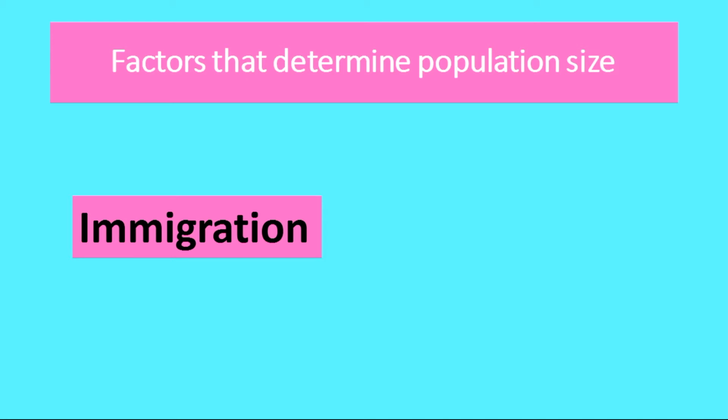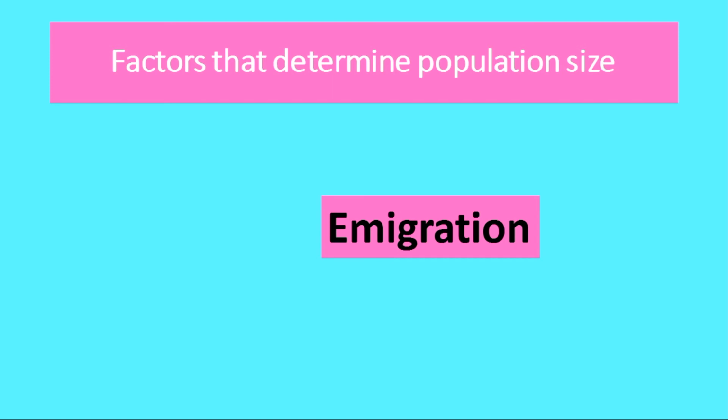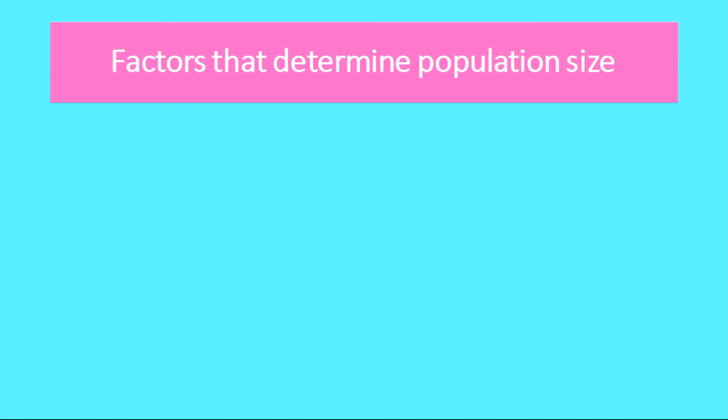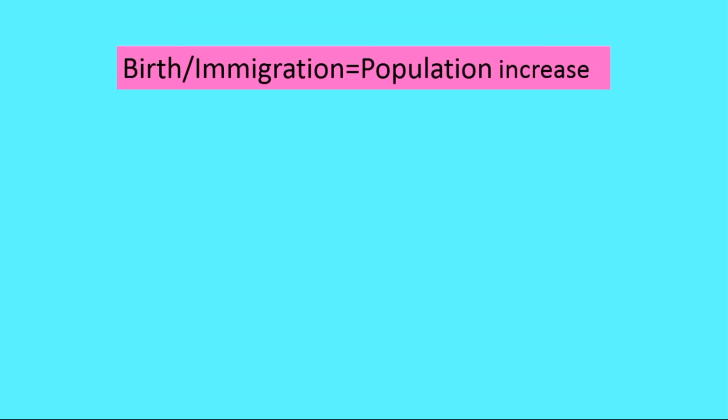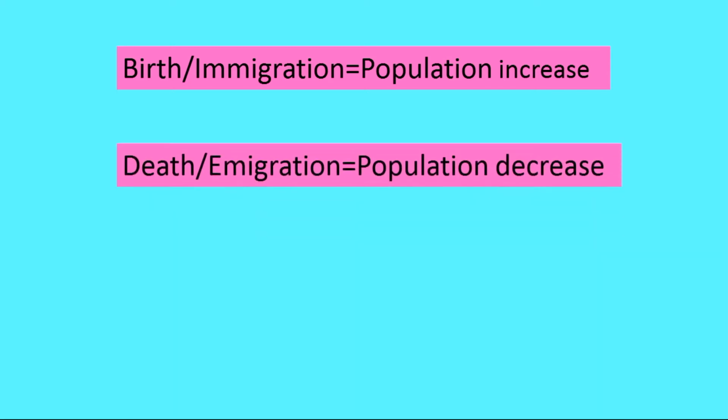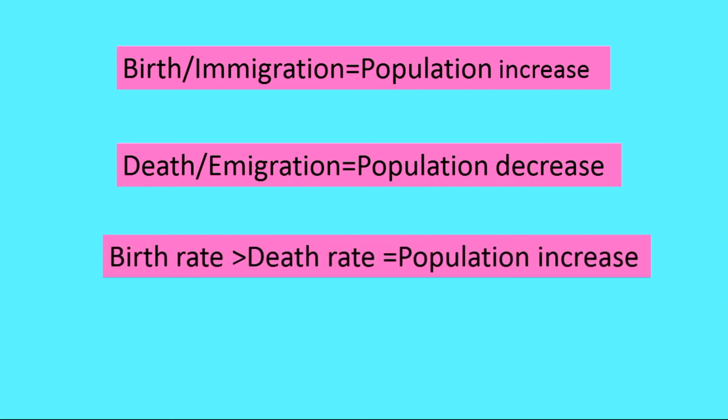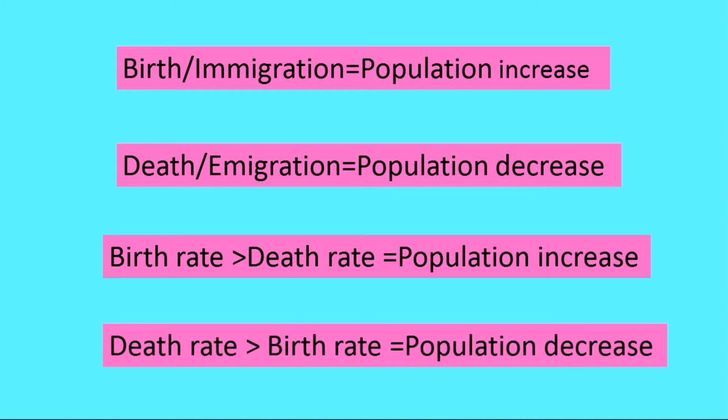immigration, where new organisms move into a population, and emigration, where organisms move out of the population. So, birth and immigration add to a population and can cause population increase, whereas death and emigration take away from a population and can cause population decrease. Birth and death, however, are most significant. So, if the birth rate is greater than the death rate, the population would increase. But if the death rate is greater than the birth rate, the population will decrease.